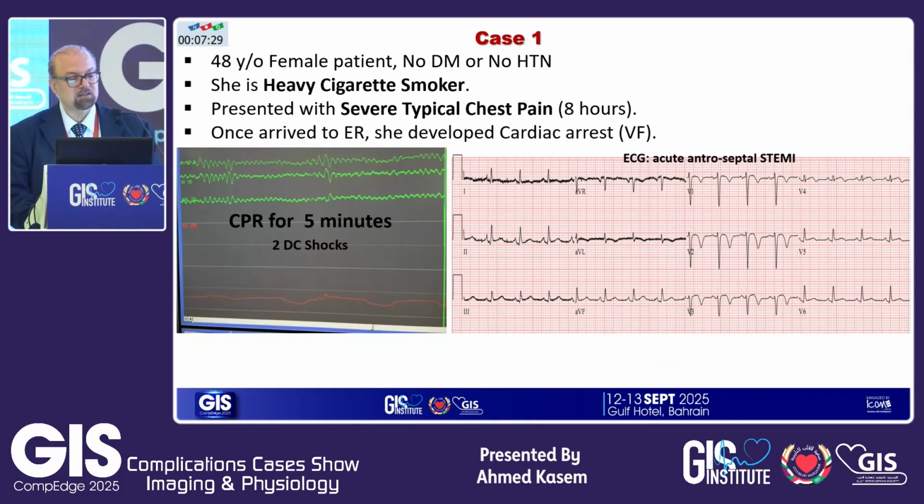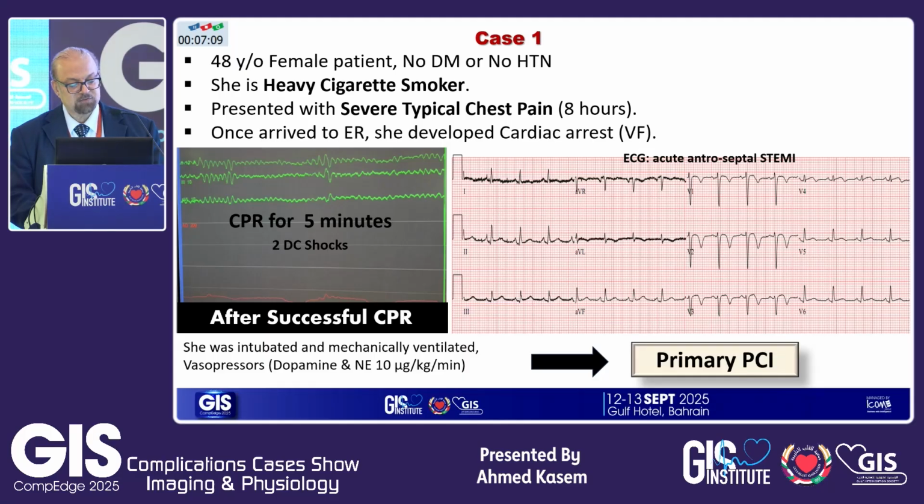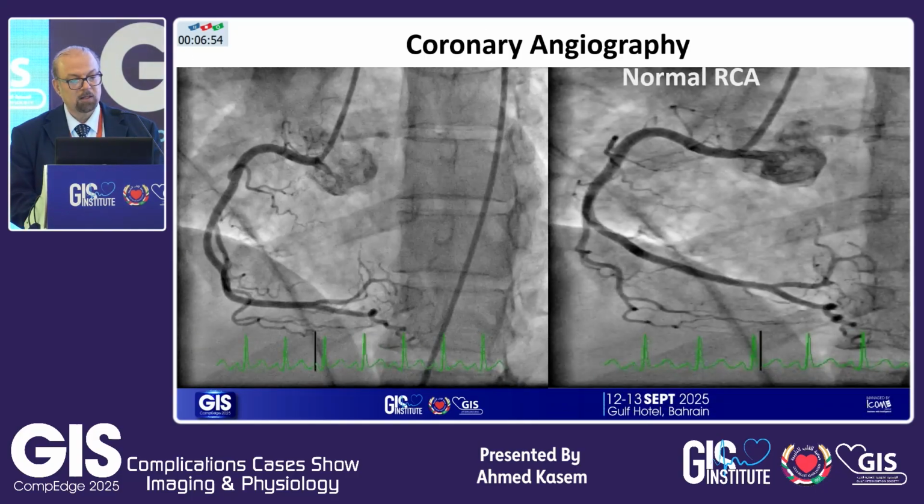Our patient, 48 years old, female patient, not diabetic, not hypertensive. She is a heavy cigarette smoker, presented with severe typical chest pain, 8-hour duration. And once arrived to the emergency department, she developed cardiac arrest in ER, VF, and CPR done 5 minutes. DC shock was given, and after successful CPR, she was intubated, mechanically ventilated, and vasopressor started, and ECG done showed T-wave inversion with a little bit of elevation in the anterolateral leads. So we took her to the cath lab.